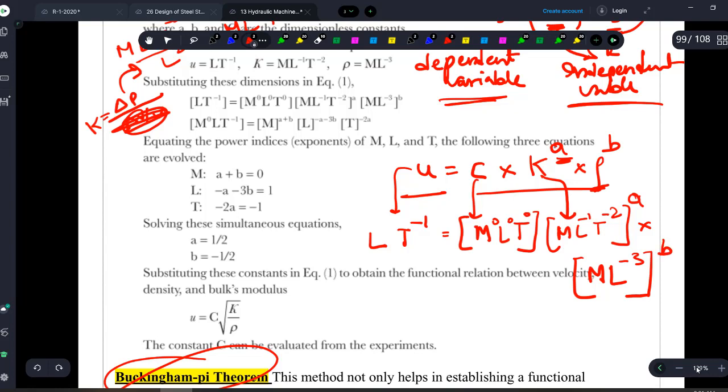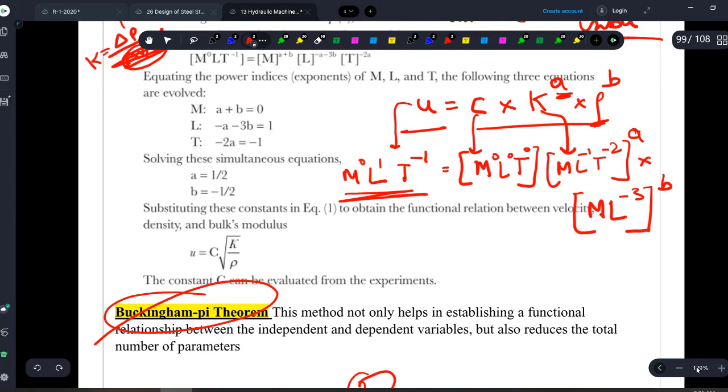That's it. So what you have to do? This I can write as this, right? Velocity: M to the power of 0, L to the power of 1 and T to the power of minus 1. All you have to do is LHS equals RHS. So what will we do? First we will look at mass.